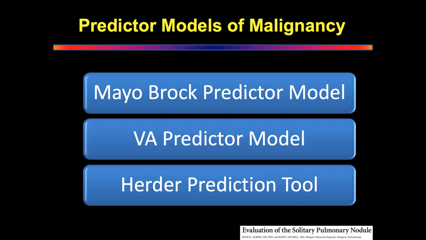Yes, sir. So whenever we talk about the risk of this being a malignant solitary pulmonary nodule, I will ask you what are the predictor models of malignancy. Now, Vikas, you know this very well. Tell me about the Veterans Affairs model, a little bit. You know that? How is it rated? What's the odds ratio? No, sir. Brock is done on CT scan and Herder is done on PET CT. That is the only thing I know.